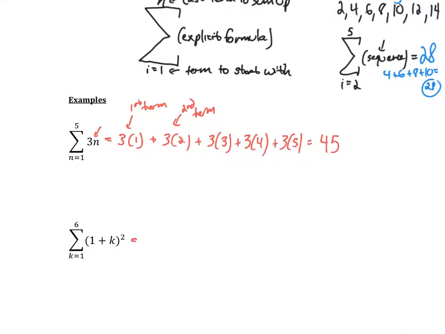So I'm going to do the first 6 terms. 1 plus 1 squared, plus 1 plus 2 squared, plus 1 plus 3 squared, plus 1 plus 4 squared, plus 1 plus 5 squared, plus 1 plus 6 squared. If you add all of those together, you get 139.